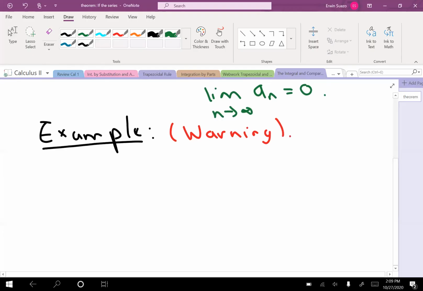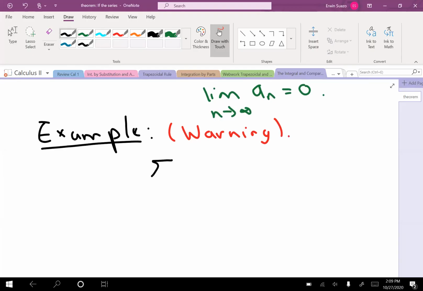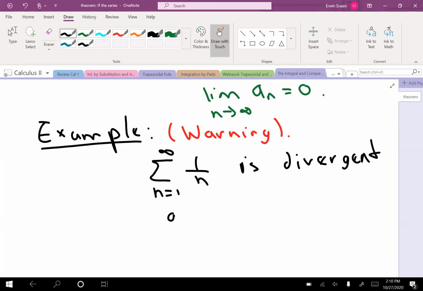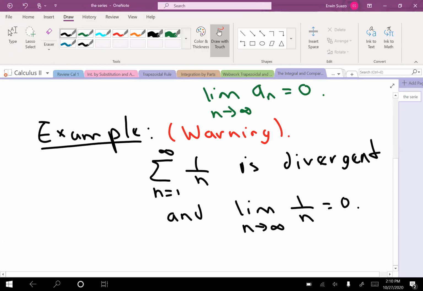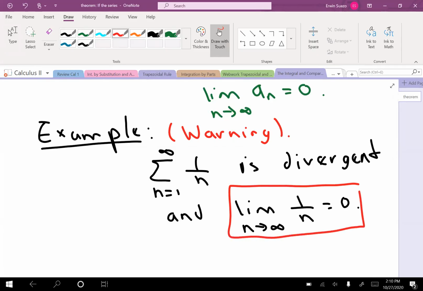So the sum of 1 over n, n equals 1 to infinity, is divergent, and we will see next why. And the limit as n goes to infinity of 1 over n is equal to 0. So it's not saying that if the limit goes to 0, the series is convergent.